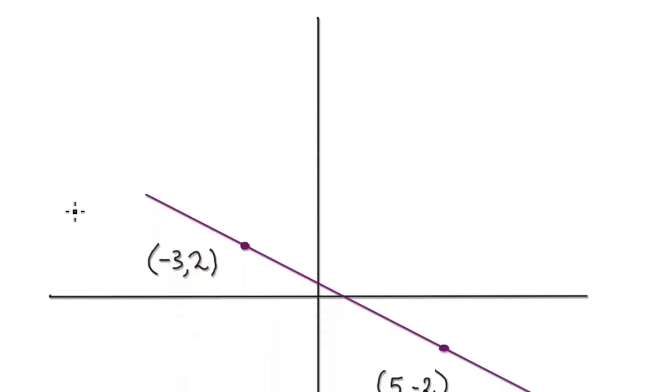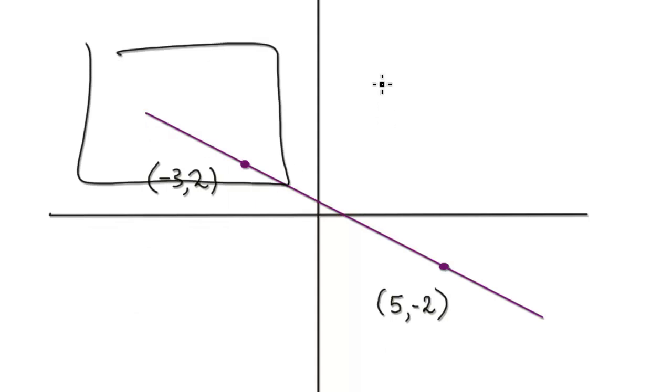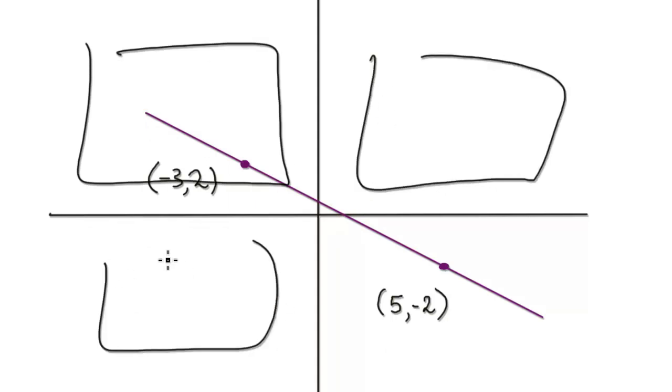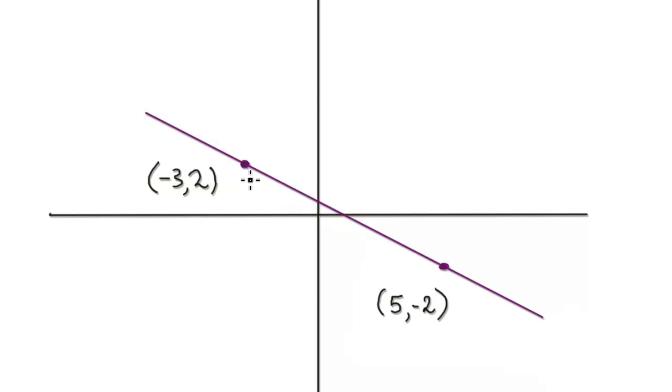Somehow obtain the gradient for this. So you've got one point in this quadrant. Here you've got 4 quadrants. You've got one point in this quadrant and the other point in the other quadrant. But somehow you need to obtain the height and the width. So work out the gradient. Press pause and have a go.